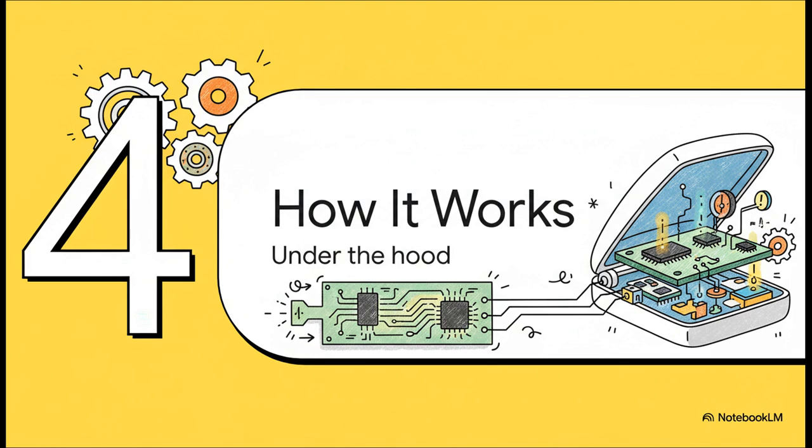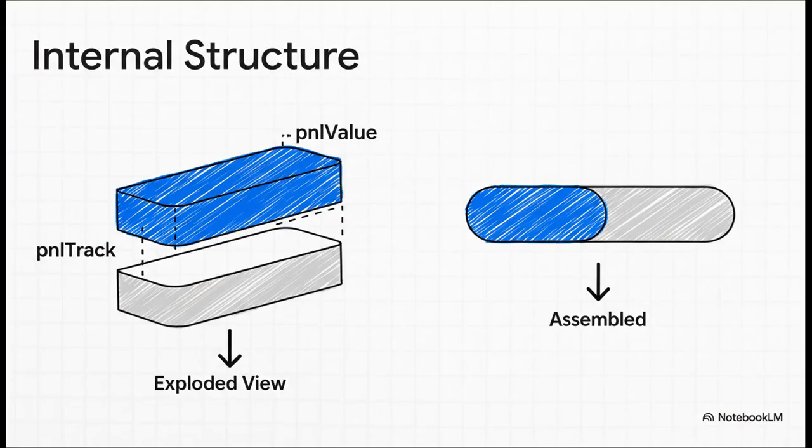All right, we know it's easy to use, but how does it work? This is where things get really cool. Let's pop the hood for a minute and take a look at the clever little bits of engineering that make this thing tick. The whole thing is actually built from just two simple panels, one layered right on top of the other. You've got the pnlTrack, that's the background, the path it follows, and then you've got pnlValue, which is the colorful part that fills up. And that's it. By just managing those two little panels, the component creates the entire progress effect.